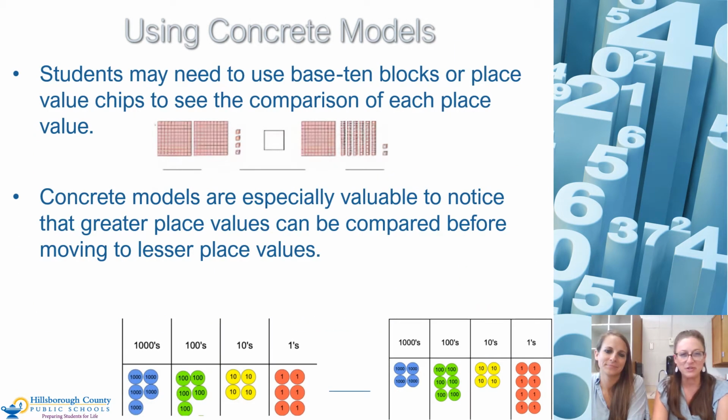It's important for students to start off in the concrete phase when comparing numbers. Students may need to use base 10 blocks or place value chips to see the comparison of each place value. Concrete models are especially valuable to notice that the greater place values can be compared before moving to lesser place values. You might notice that even though the number on the right has a greater number in the ones place, that may not help you when comparing the overall number. We may need to focus on the thousands place because the left number is actually greater.